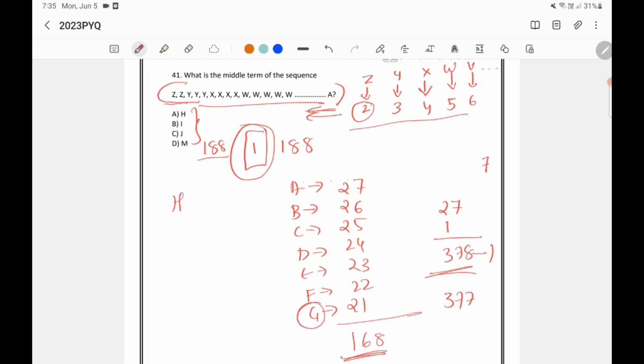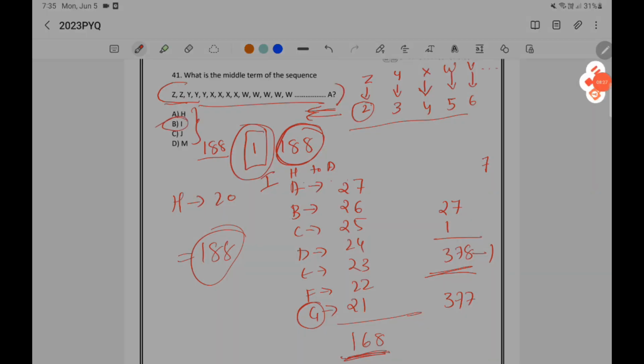Now H will come 20 times. Now 168 plus 20 means it is 188. So all these 188 terms means it will be A to H. Okay, so this term will be I. The I will be starting, right? So this middle term is I. So option B is the right answer here.